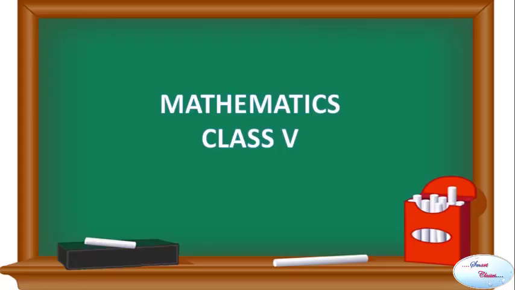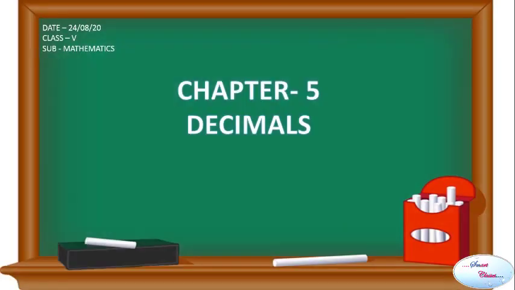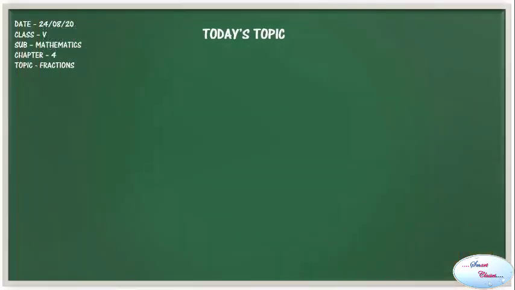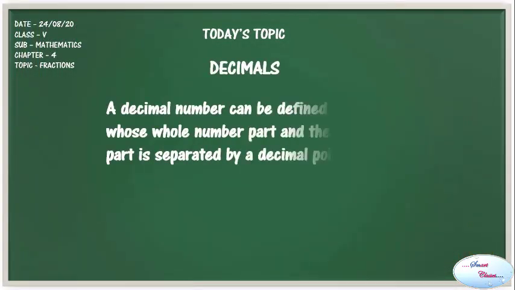In our today's class, we are going to start a new chapter number 5, decimals. What do you mean by decimal? A decimal number can be defined as a number whose whole number part and the fractional part is separated by a decimal point. In our previous class, we studied about fractions.